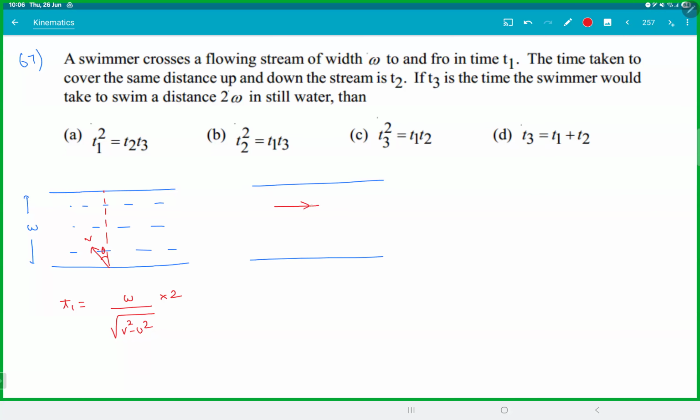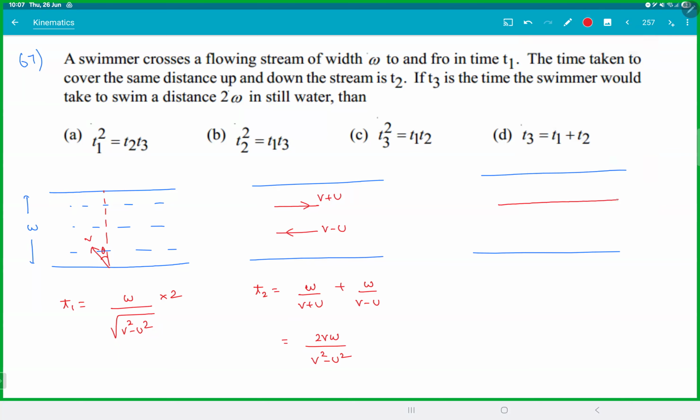If you go with the river, you'll go with V plus U. If you go opposite to the river, you'll go V minus U. So this time T2 will be W by V plus U plus W by V minus U. This will be 2VW by V square minus U square. Here in still water, you're just going with V. So T3 will be simply 2W by V.